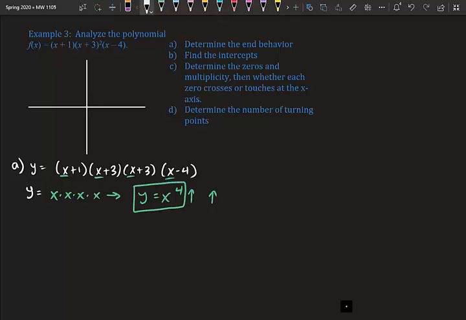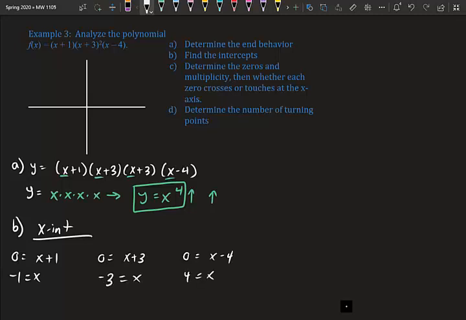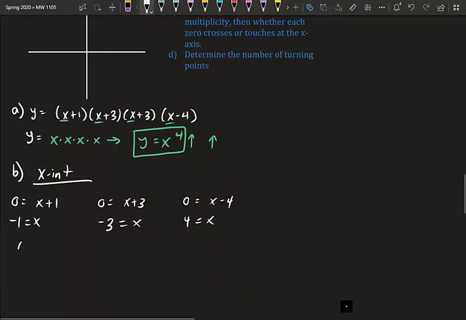Alright, let's find our intercepts. So x-intercept, we just set each of these equal to 0. So we have 0 equals x plus 1, 0 equals x plus 3, and 0 equals x minus 4. So we have negative 1 equals x, negative 3 equals x, and 4 equals x. So those are our x-intercepts. We have them at negative 3, negative 1, 4. Order doesn't matter, but it's appreciated, so put them in order.